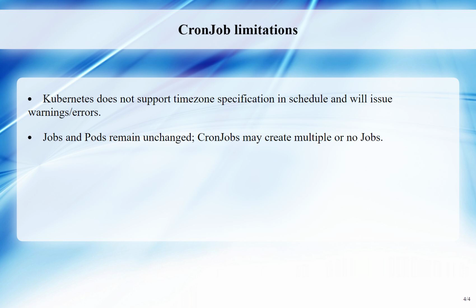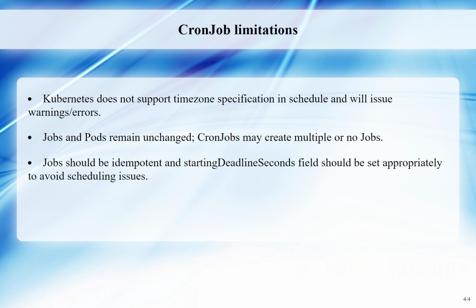A cron job creates a job object approximately once per execution time of its schedule, but due to certain circumstances, two jobs may be created or none created. It emphasizes that jobs should be idempotent to avoid issues. The text then cautions about setting the startingDeadlineSeconds field, as values less than 10 seconds may result in the cron job not being scheduled due to the controller's 10-second check interval.